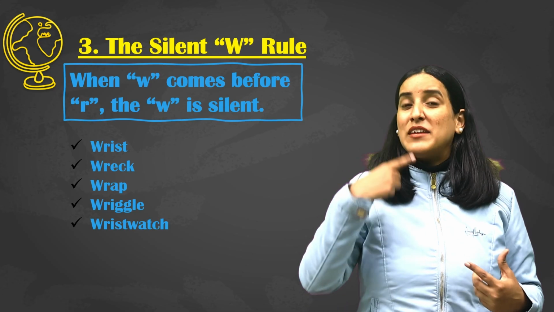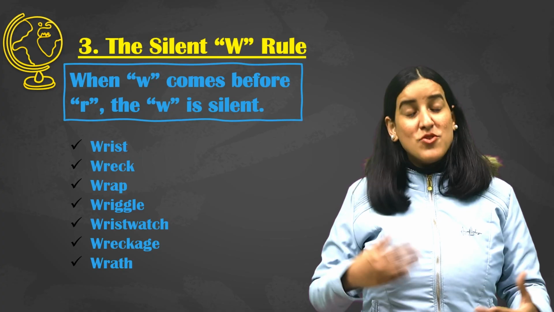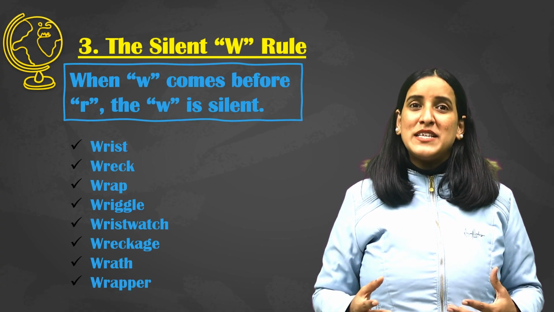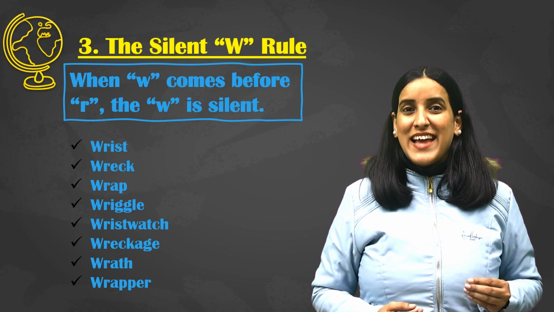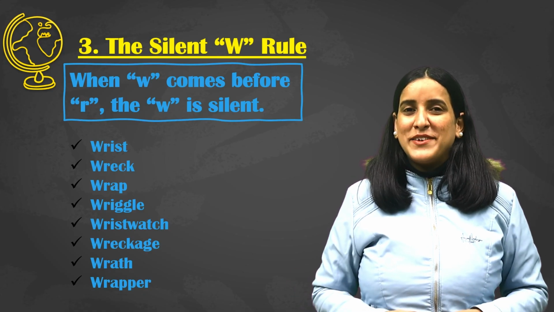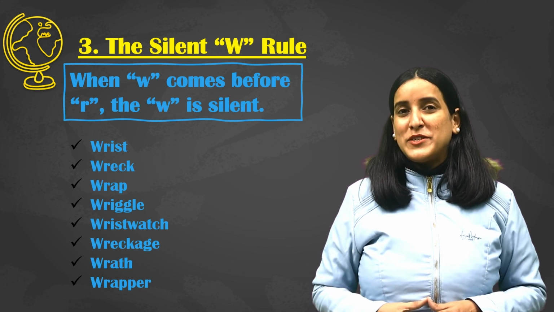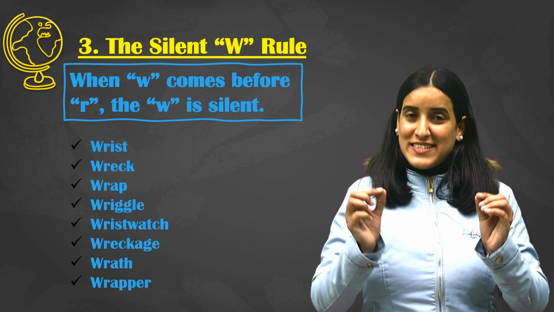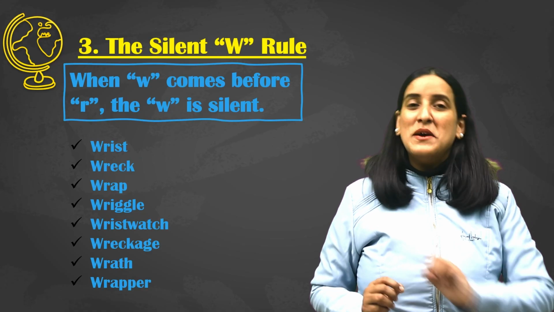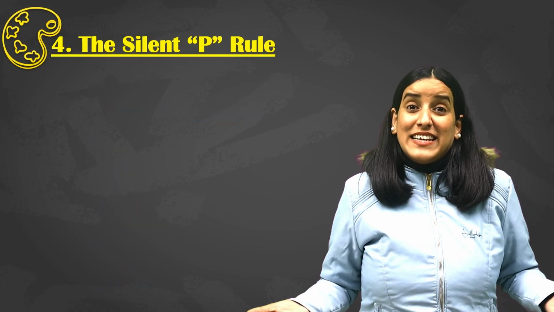Wristwatch, we are directly pronouncing from letter R. Wrote, wristband, wreckage, right? In all of these words, letter W is silent. Wrath of Achilles, the famous part of a novel. Then wrapper. I hope you're able to understand. Whenever there is a word that has this combination of letters, letter W will be silent.